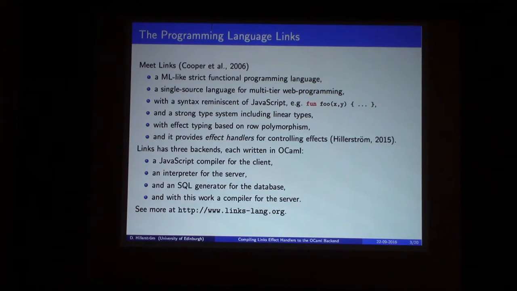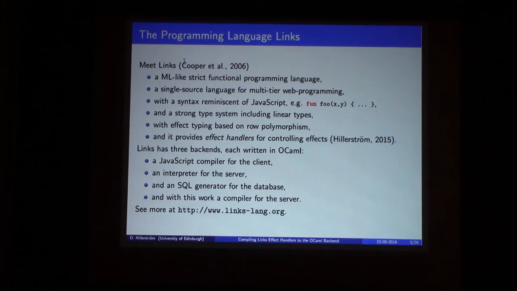let's meet Links. I'll have a few code examples in this talk, and they will all be written in Links. So I just want to give a brief summary of what Links is. It's a functional programming language originally conceived for web programming. I don't know if that's the reason, but it has a syntax that's similar to JavaScript. We have a linear type system. We have an effect system based on row polymorphism. And then about a year ago in my master's project, I implemented effect handlers for Links.